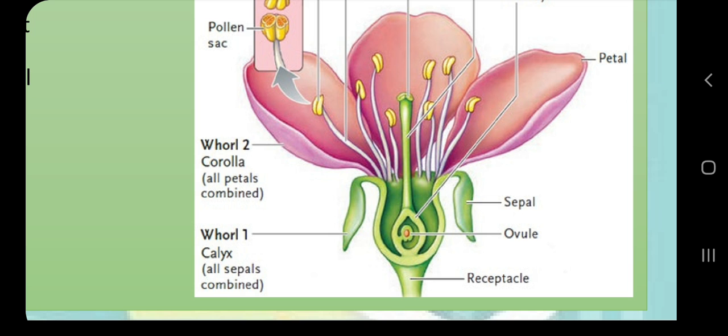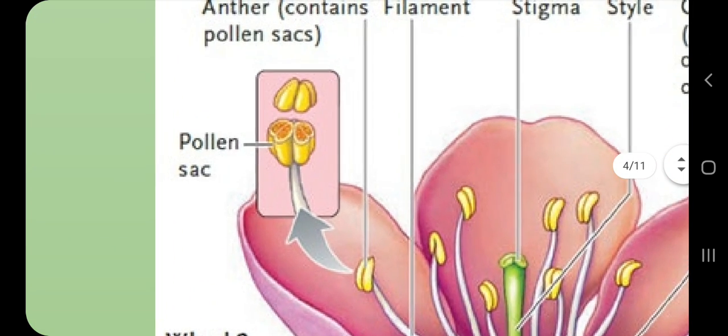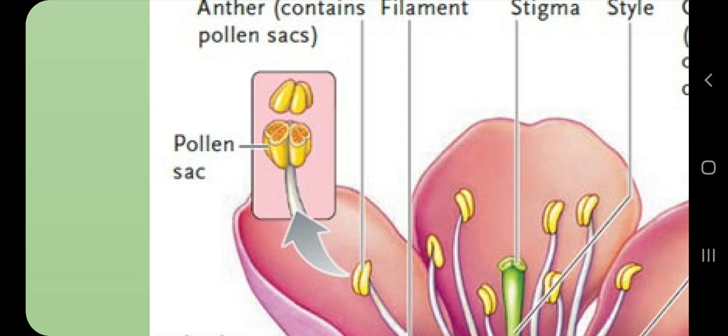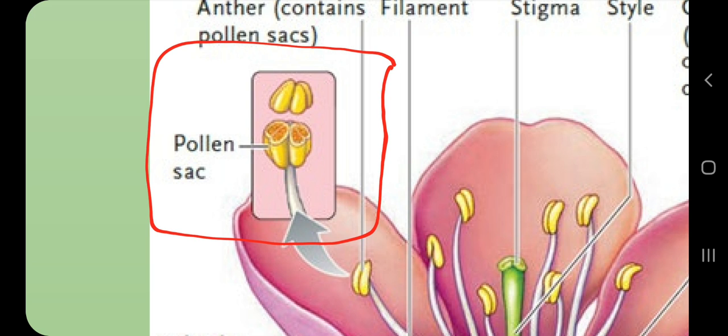What was male gametophyte? Again I will remind you, the male gametophyte was the pollen grain, inside these pollen sacs, inside the anther, and the anther is a part of the stamen, which is the male reproductive part of a flower.